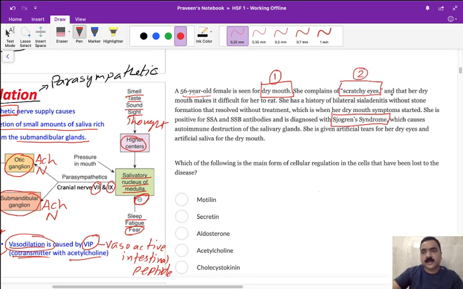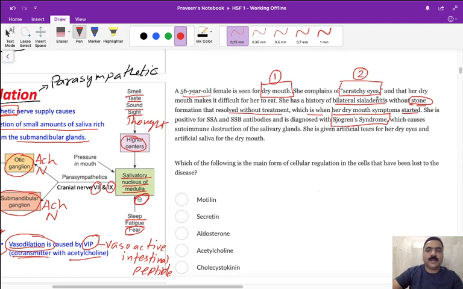The dry mouth, and the dry eyes make it like scratchy eyes. So the question is describing it as scratchy eyes. Why did it become scratchy? Because of the dryness. So she complains of scratchy eyes and that her dry mouth makes it difficult for her to eat. She has a history of bilateral sialadenitis. Sometimes sialadenitis will be with a stone, most probably it will be with the stone. In this case, the adenitis, the inflammation of the glands, has happened without stone formation, and that resolved without treatment, which is when her dry mouth symptoms started.